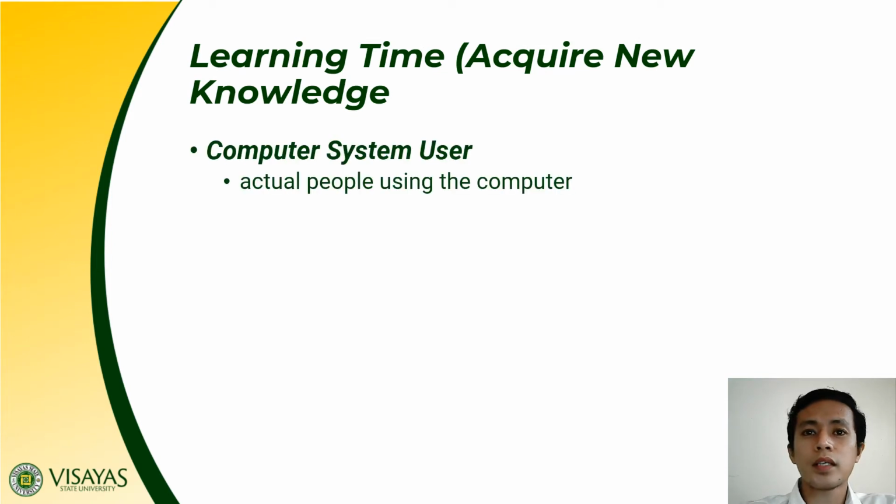Now, when you say class computer system user, these are the actual people who are using the computer, wherein these users can either be using the computer to do some productive work or producing software, in which these users can either be classified as end users or professional users.